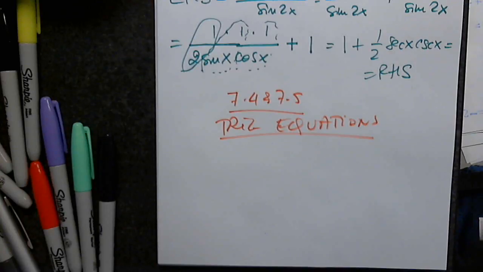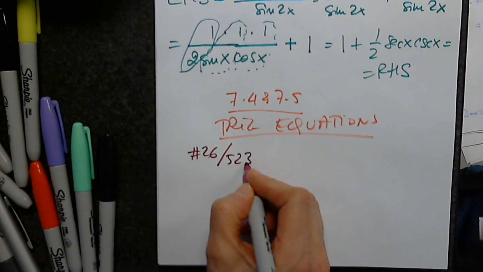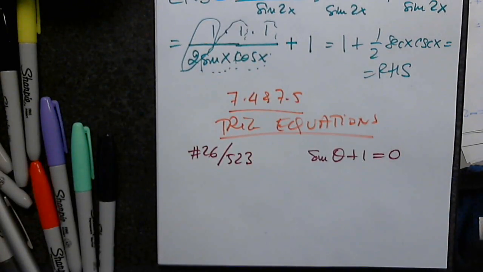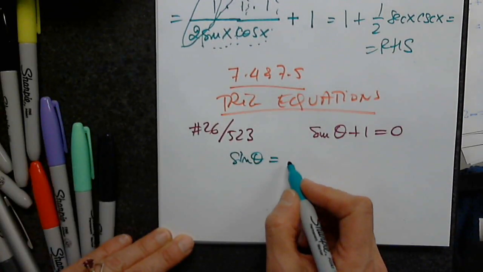Okay, so let's start with something simple, like, let's say, 26 on page 523. Sine theta plus 1 equals 0. What is the variable here? The answer is the variable is an angle. It's theta. Perfect. Okay, so what would I have to do first to this trig equation? Of course, I have to solve for sine theta, which is sine theta equals -1.